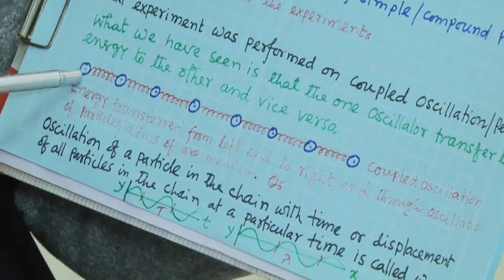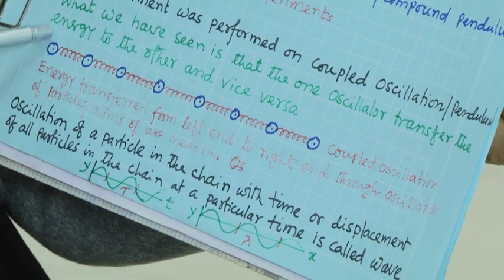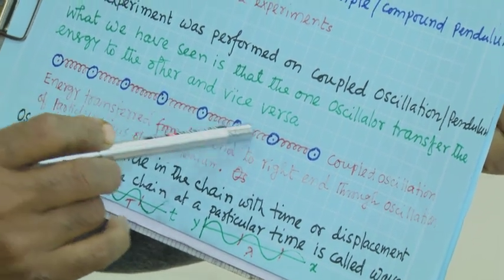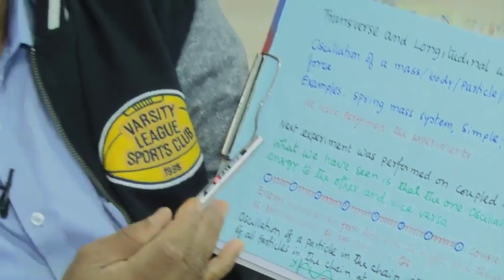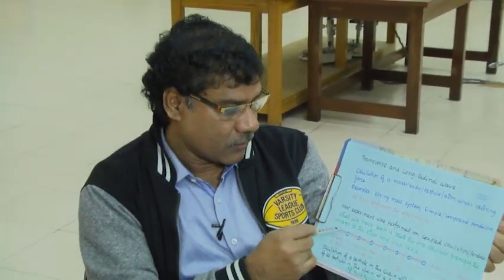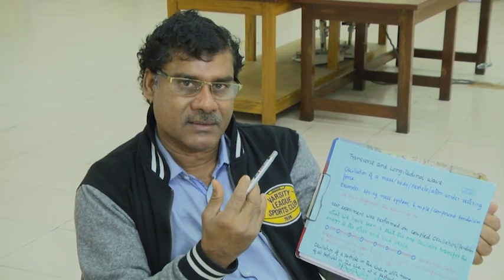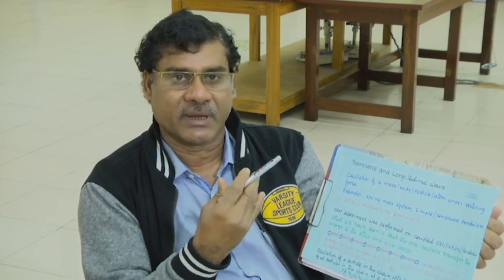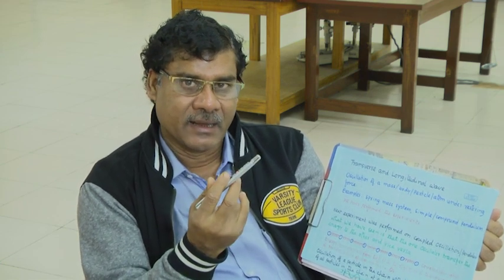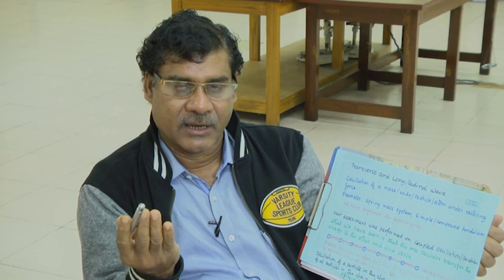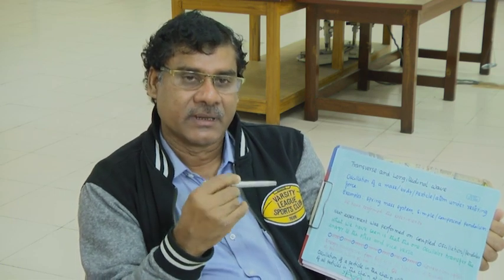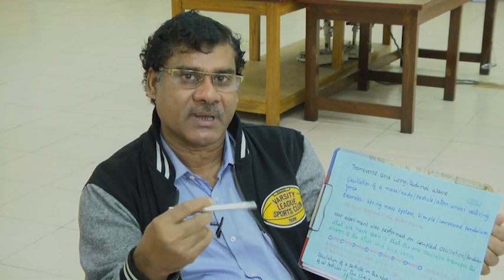Now if I just disturb the first one, that disturbance will transfer to the second one, from second to third, so that way it will reach the other end. Okay. So something is traveling, the energy is traveling, through the oscillation of the medium. So whatever we call waves are moving through a medium, say sound wave. It is moving through a medium. So basically disturbance at one place is reaching other places. Okay. So that is due to the oscillation of the atoms of the medium.